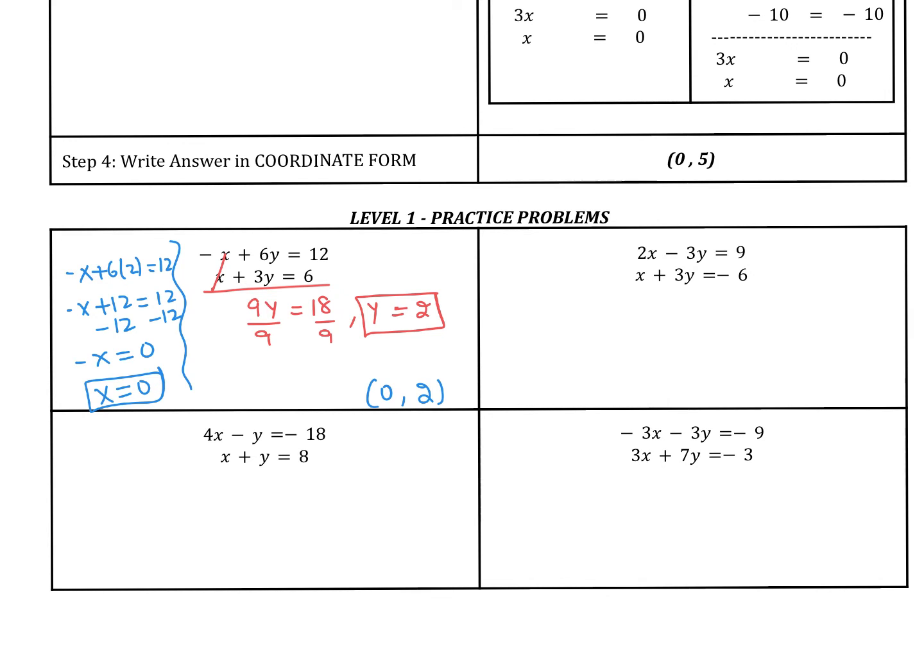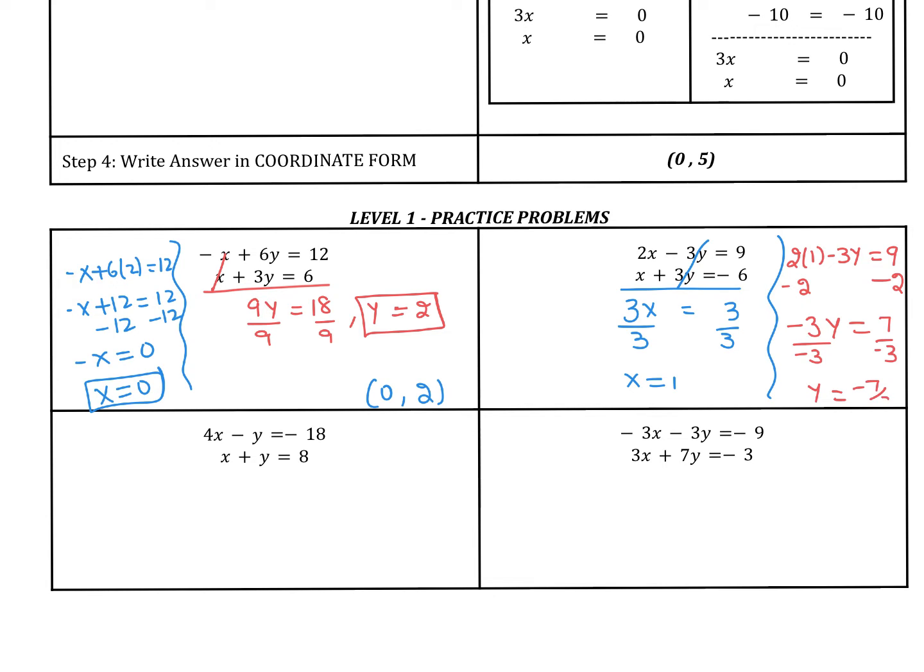For the next problem, again you're going to add. The 3y and negative 3y cancel. 2x plus x is 3x equals 9 minus 6 is 3. Divide by 3 on both sides, you get x equals 1. Plug x equals 1 into the given equation and you get 2 times 1 minus 3y equals 9. Subtract 2 on both sides, negative 3y equals 7. Divide by negative 3, you get y equals negative 7 over 3 and x equals 1.